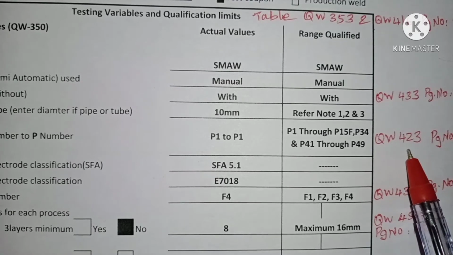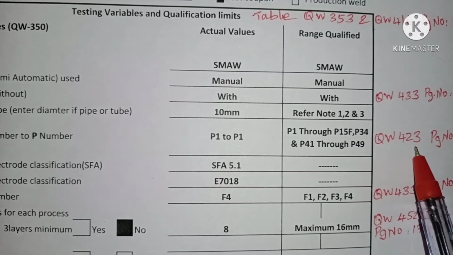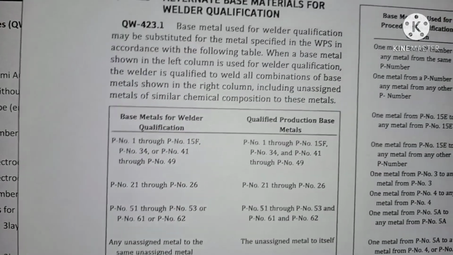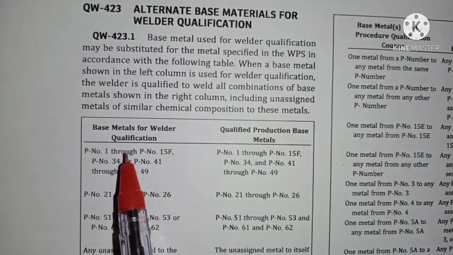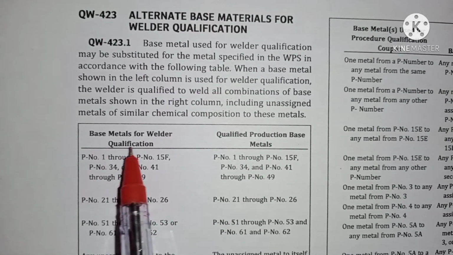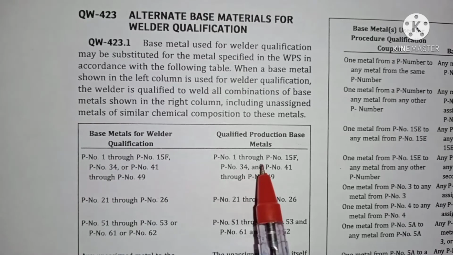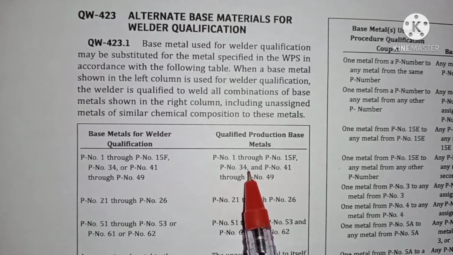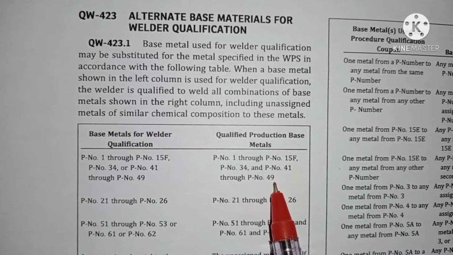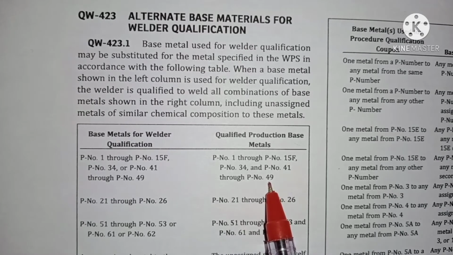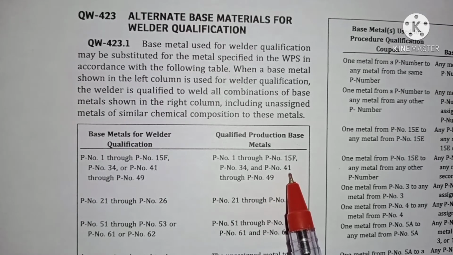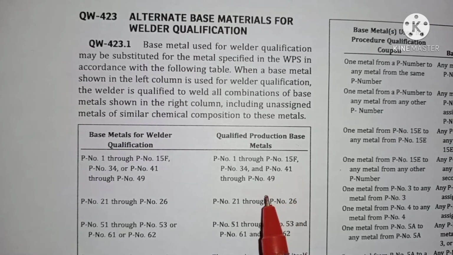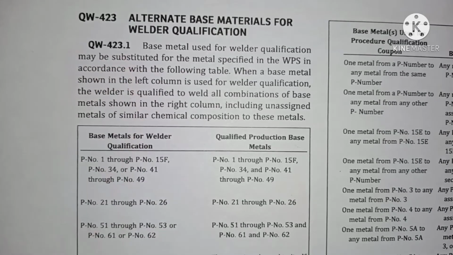We can see that table now. This is the table QW 423. You can see the welder welded with P number 1. So the range qualified is P number 1 through P number 15F, then P number 34, then P number 41 through P number 49. P number 41 through P number 49 means he can weld P number 41, 42, 43 up to 49. So that can be selected from the chapter QW 423.1.